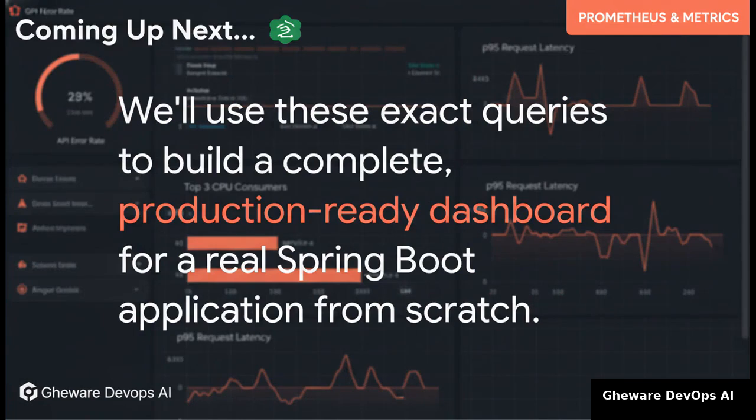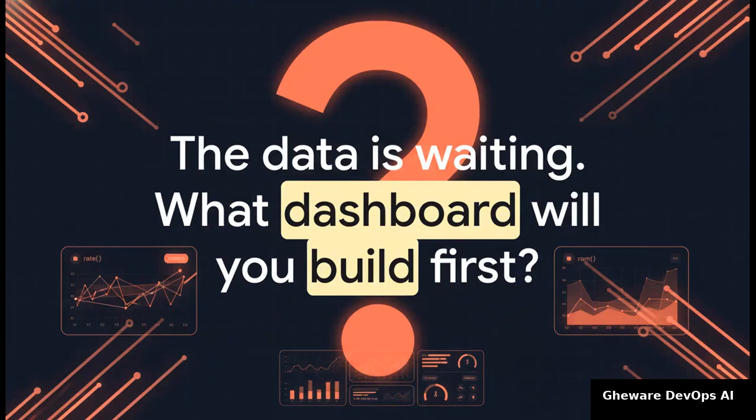And we're not going to stop there. We're going to put this into practice immediately. In our very next explainer, we'll take these exact query patterns we just learned and use them to build a complete production-ready dashboard for a real Spring Boot application, right from scratch. So I'm going to leave you with this thought. You have the tools now. Your systems are producing the data as we speak. The only question left is, what dashboard will you build first?